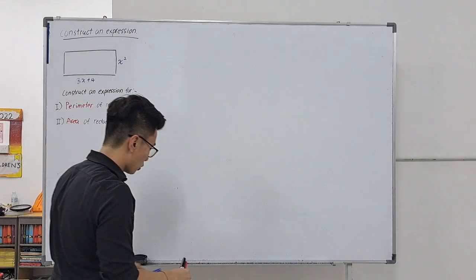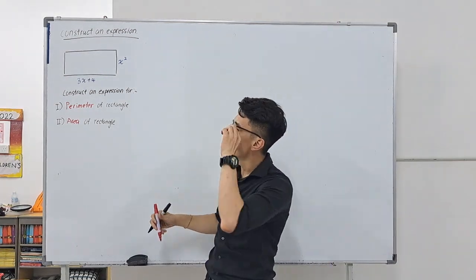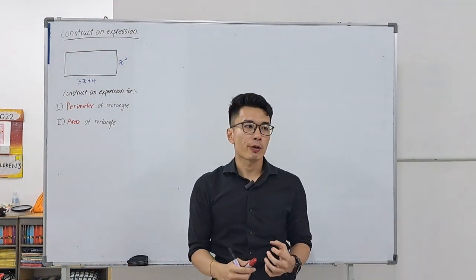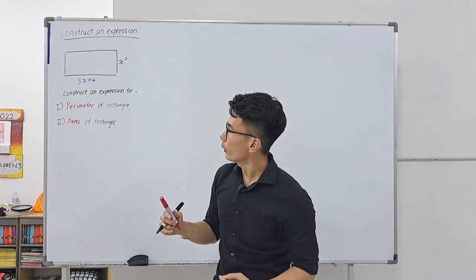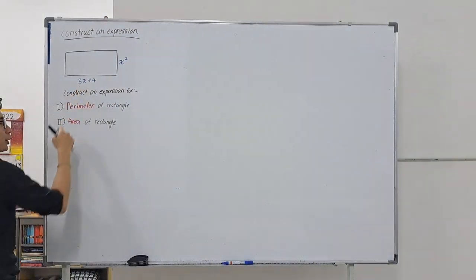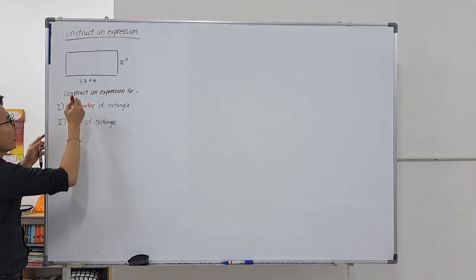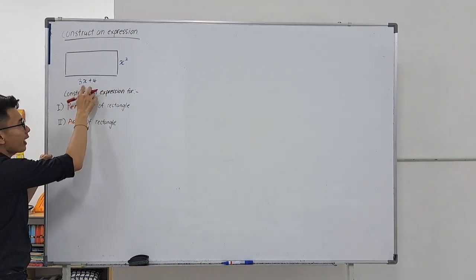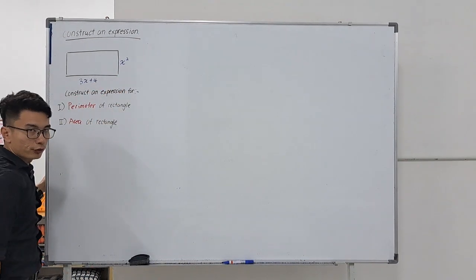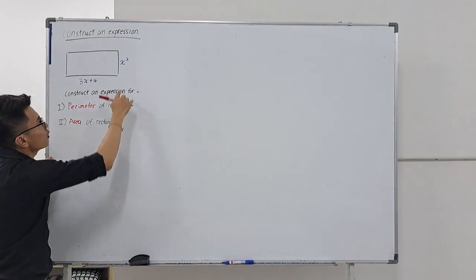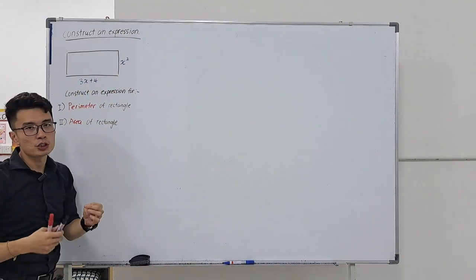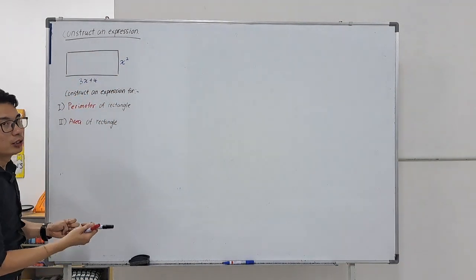All right, let's go on to our next topic. What we're going to do now is construct an expression. So what do I have here? I have a rectangle and an expression over here, and this expression is representing the length of the rectangle. I also have another expression to describe the height of this rectangle. Okay, so that's what it's showing.